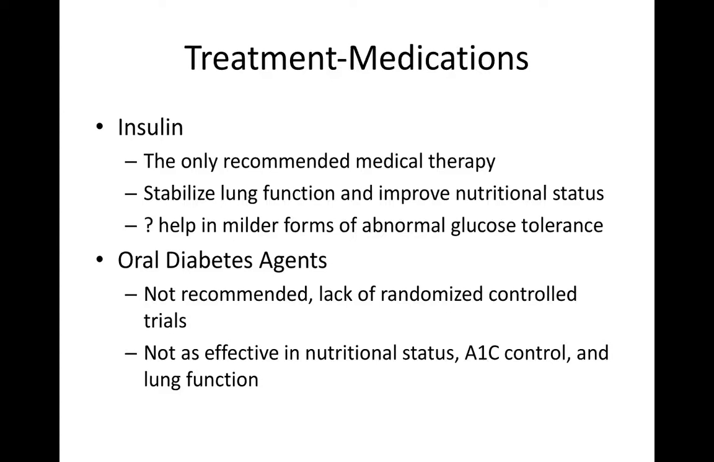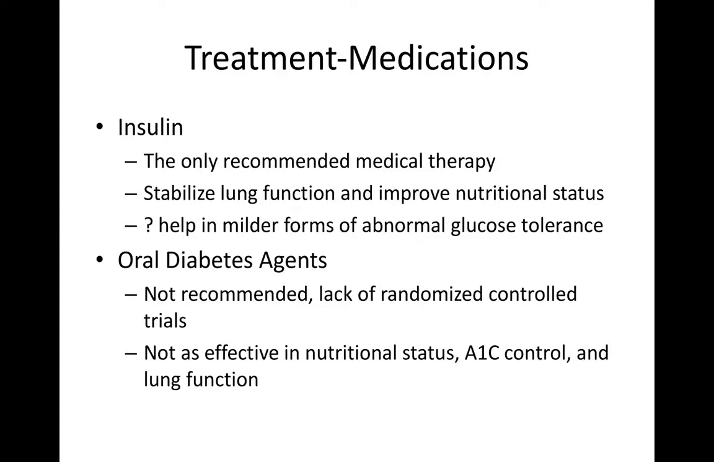When they look at whether or not you should do insulin or other treatments like oral agents, insulin, I think, is the clear winner at this point. It's currently the only recommended medical therapy for cystic fibrosis-related diabetes. It's the only medication that's been shown to stabilize lung function and improve nutritional status, and it might even help in milder forms of abnormal glucose tolerance. It is an anabolic steroid, meaning it helps you build your muscle, and it helps you with your nutrition.